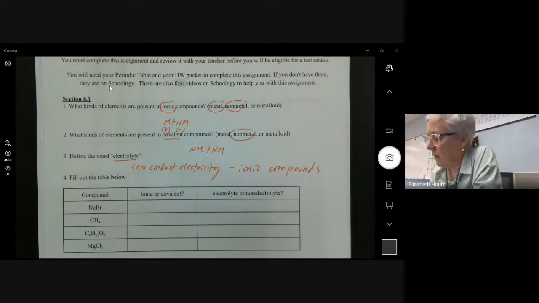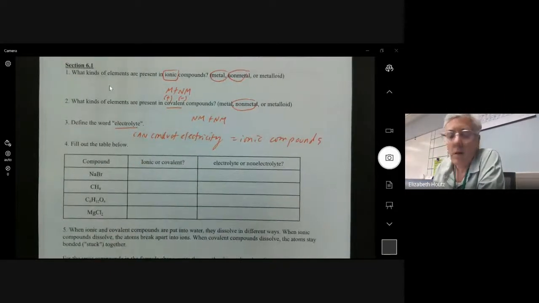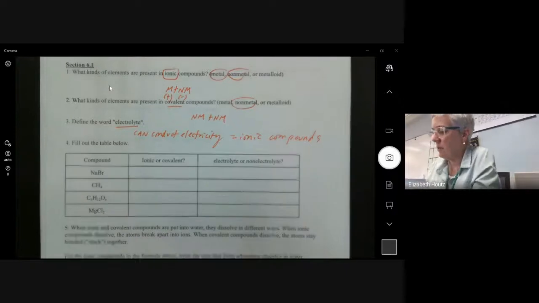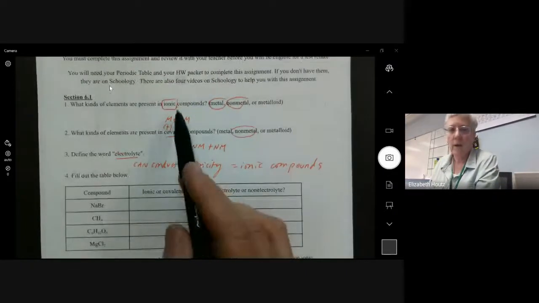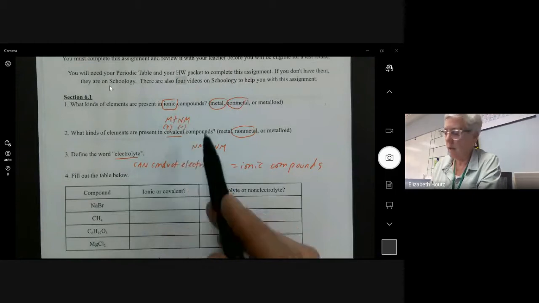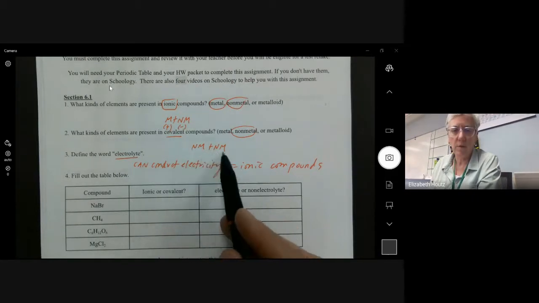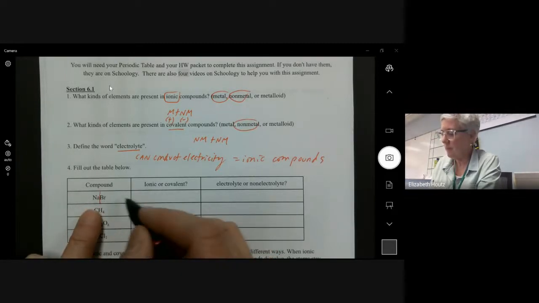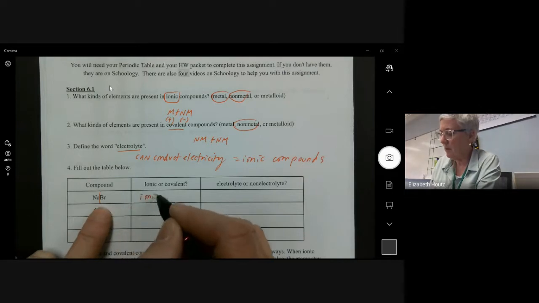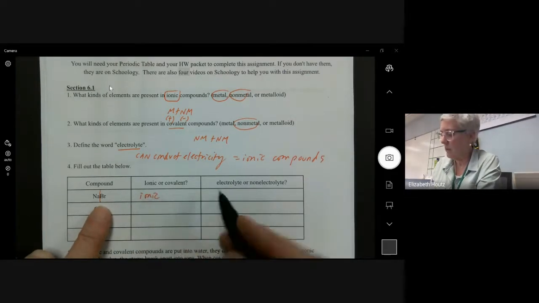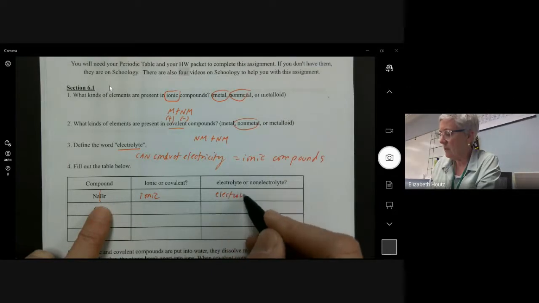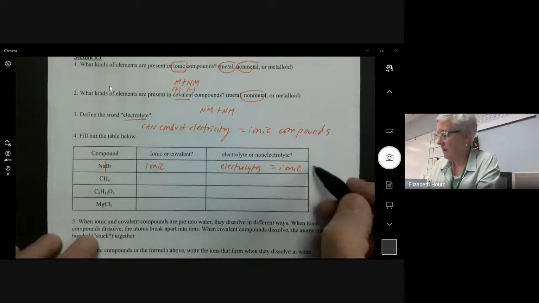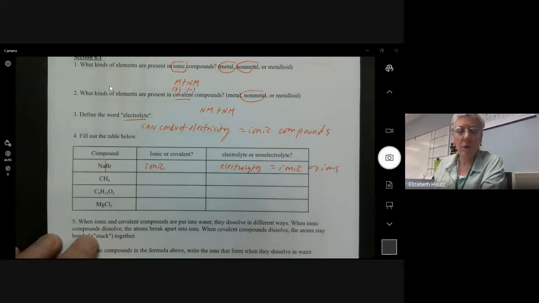Okay? All right, so let's look at this table. You have to be able to look at a formula and tell whether it's ionic or covalent. So the way to figure that out is by knowing that ionic compounds have a metal and a nonmetal, and covalent compounds have nonmetals plus nonmetals. So in the first one, NaBr, sodium is a metal, Br is a nonmetal, so that's ionic. All right, and ionic compounds are electrolytes. Okay, because they're going to give you ions when you dissolve them, which can conduct a current.